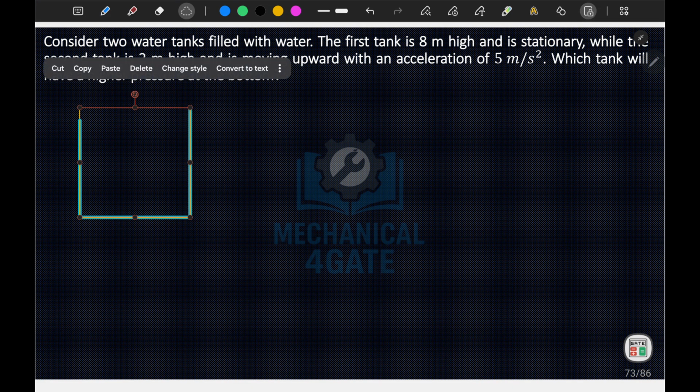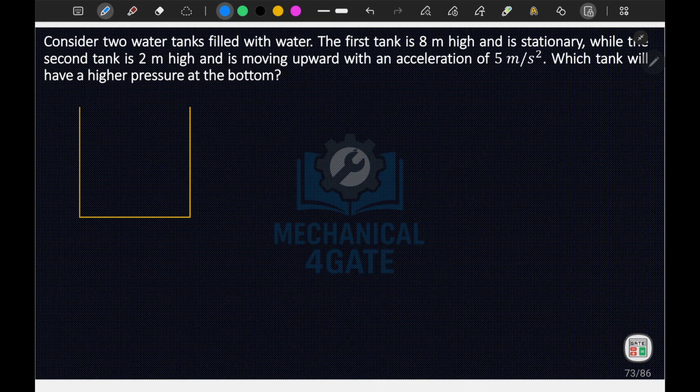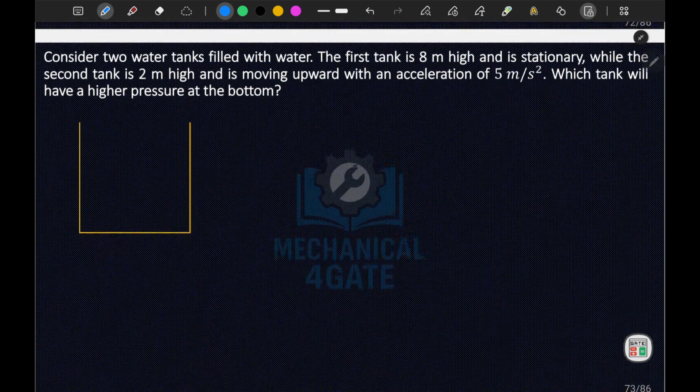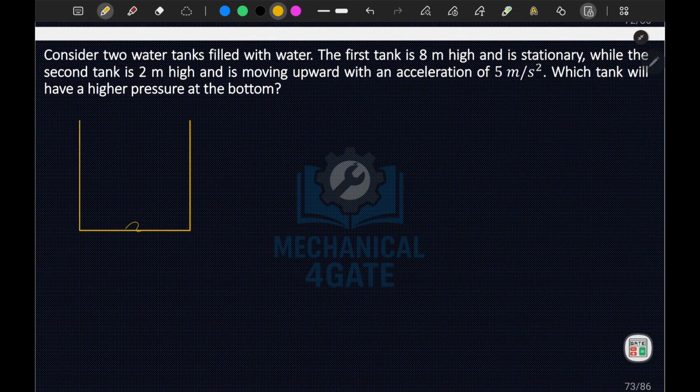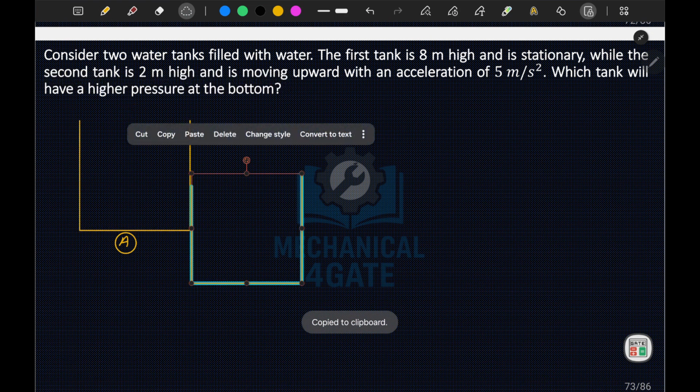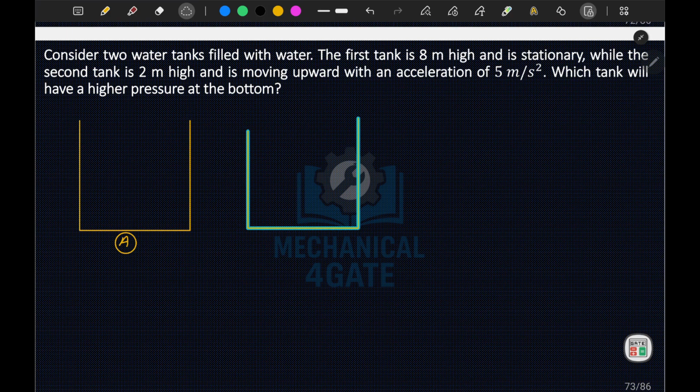Okay, now here the first tank is 8 meter high and the second is 2 meter high. So let's say that this is your first tank, tank A, and similarly we also have a tank, that is tank B. Copy and paste. So this is your other tank.